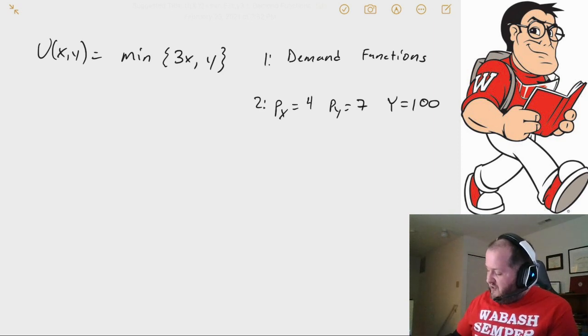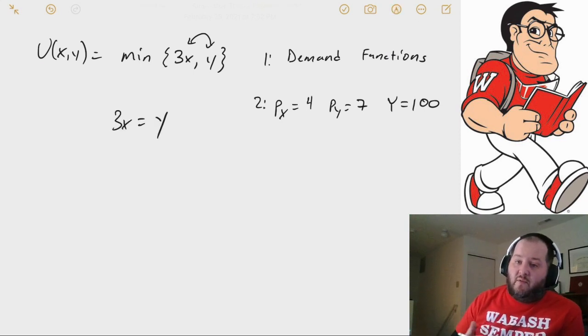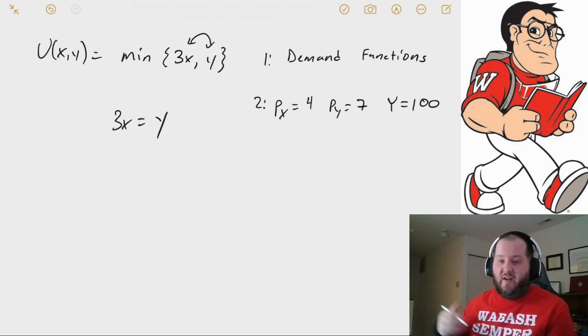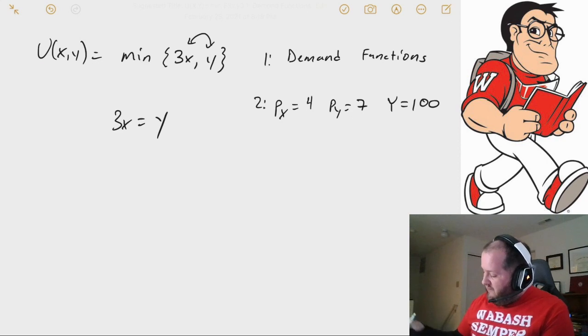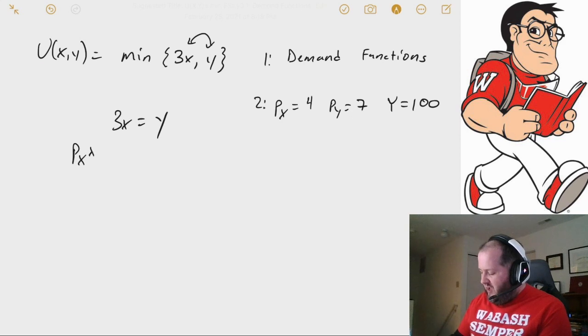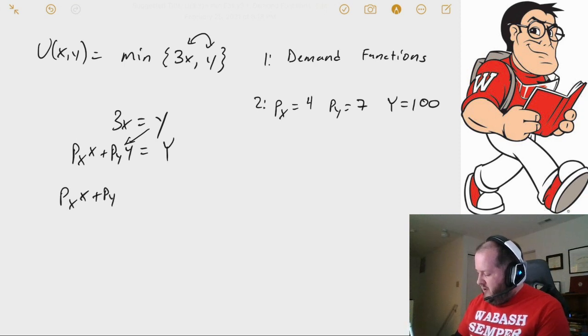In fact, that fixed proportion is we just set these two terms equal to one another: 3x equals y. So I know I'm going to consume 3 times as much of good y as I will of good x in equilibrium. And we can use that to help us. If I take this fixed proportion and my budget constraint, I have pxx plus pyy equals my income. I can just substitute this in, and I'm going to plug it in right here for y. So I get pxx plus py times 3x equals my income.